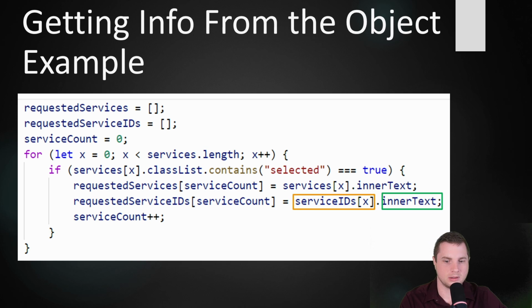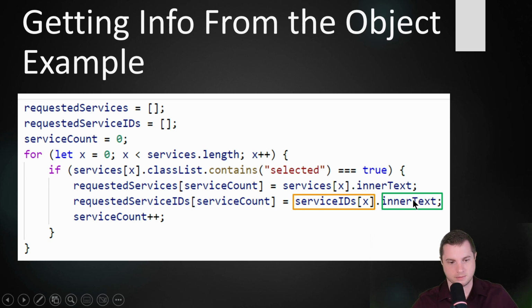Okay. So using that same example again, after we get our service IDs, now we have an array. So we're going to loop through this array. If the service's classList contains selected, so if it's selected, okay, we want that service ID, and then we want the innerText of that service ID. Okay, so we're going to get back a string of a number, and then we can convert that string of a number to a number if we need to.